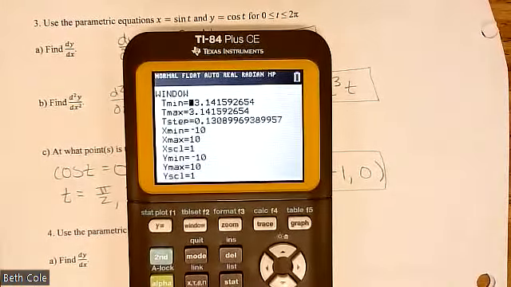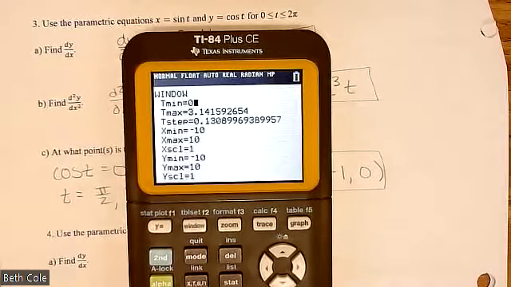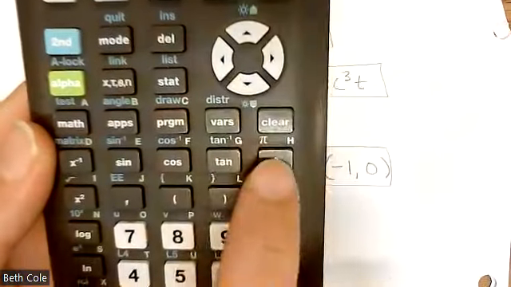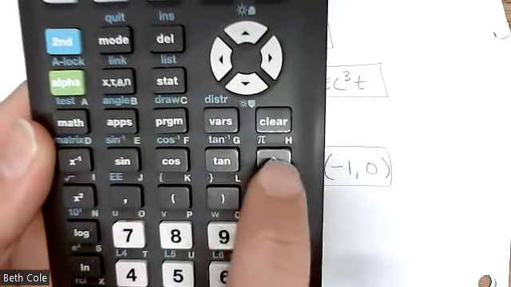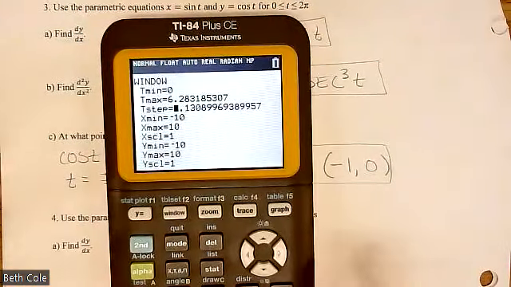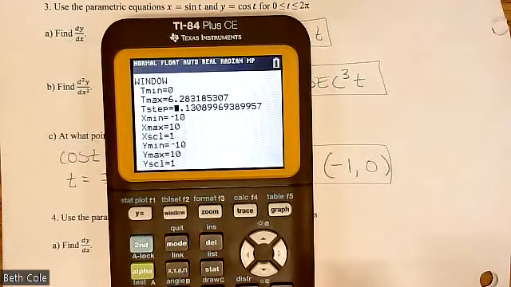So do you see where it says T minimum and T maximum? What were we given for our domain for T? Yep. So make it 0 to 2 pi. Pi is right here. It's the exponent key, but you have to hit second to get it. Now, when you move away from there, it's going to make it a decimal. It should say 6.283, blah, blah, blah.